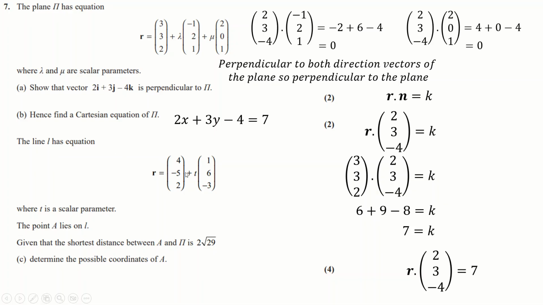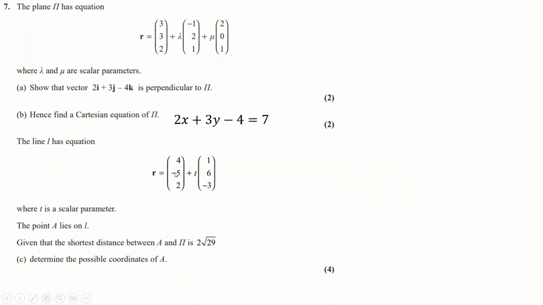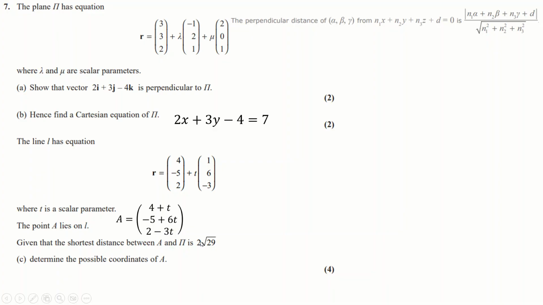The line L has equation this, a line now, where t is just something. The point A is on L. That means I can describe A as the point 4 plus t as our x coordinate, minus 5 plus 6t as the y, and 2 minus 3t as the z. So that's my point A that I could use. And now, given the shortest distance is this, there's a shortest distance formula in the formula book with a point alpha beta gamma, which is just this, and then the normal in Cartesian form is this. Just be careful, this 7 needs to go over there to be a minus 7 equals 0, but that's fine. And then we have 2 root 29 is equal to all this.